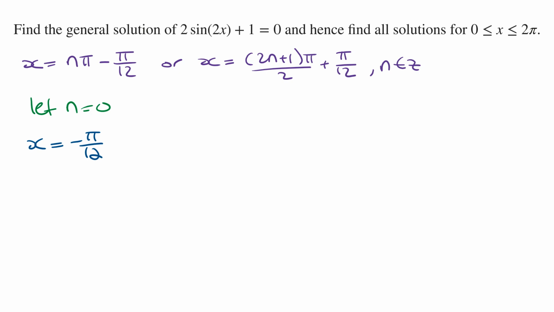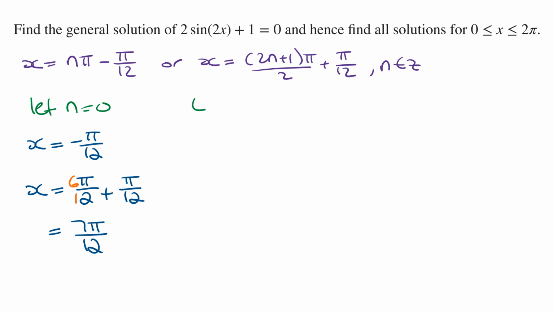But because this is outside the domain, we're not going to include this solution. And so subbing in n is equal to 0 into the second rule, we're going to get x is equal to pi on 2 plus pi on 12. And so simplifying this, if we change this to a 12, this will become 6. And so this is going to become 7 pi on 12. And so the first solution is going to be 7 pi on 12.